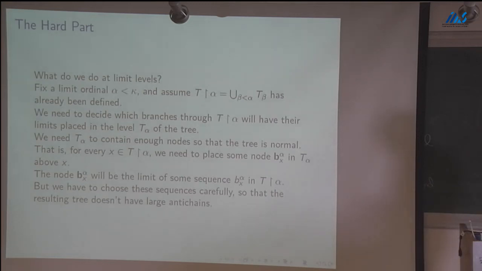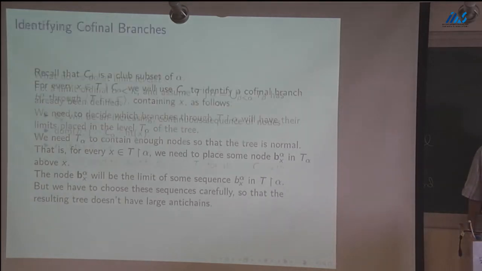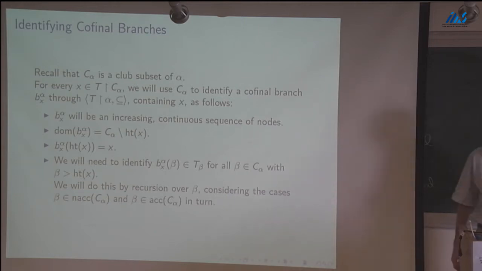So we're going to call that B alpha x. And the node will be the limit of some sequence starting with x. But we have to be careful, because the point of doing this, the point of not just including everything, is we want to be sure that we can kill all potential anti-chains. So this needs to be done with some attention. The question is, how are we going to do it here? So we want to identify some cofinal branches.